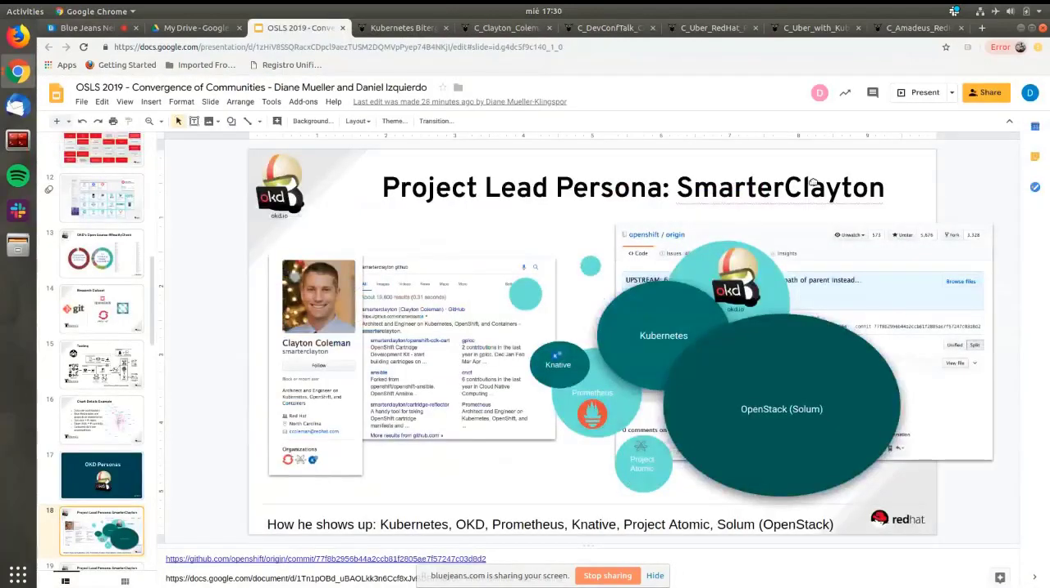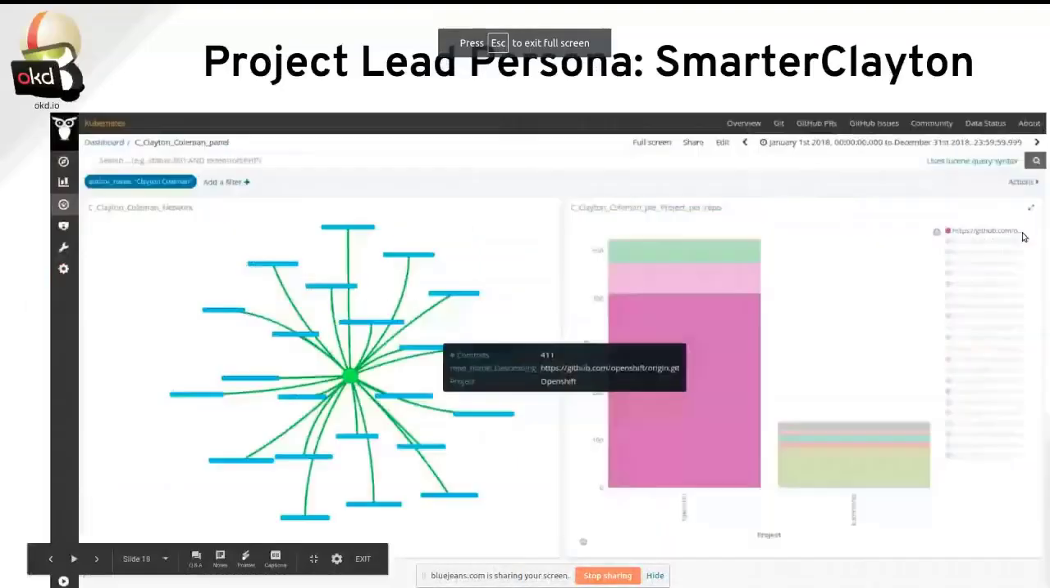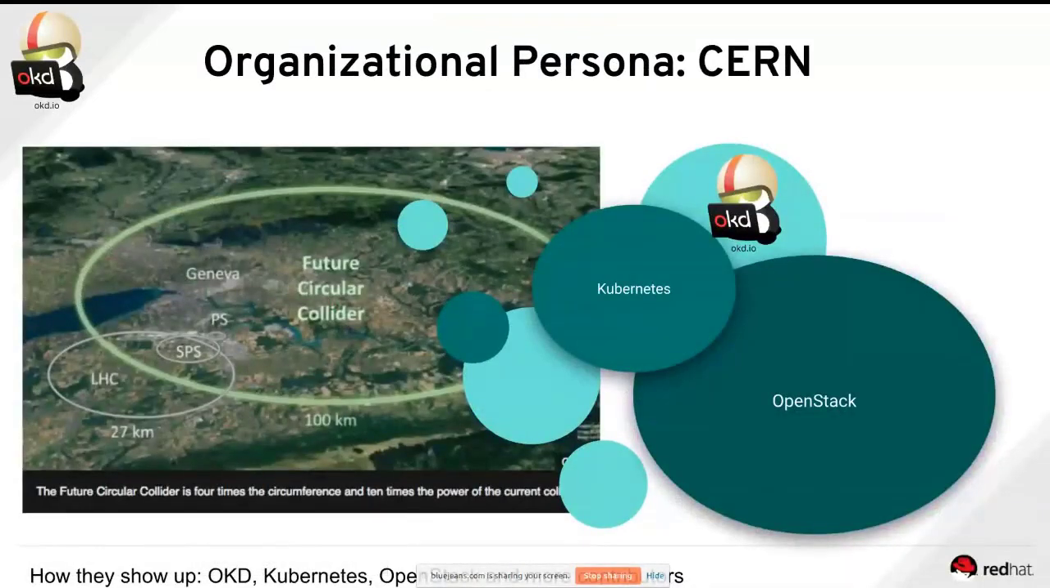So let's go back to the presentation. Okay, and then we'll pick the next persona here. Yeah, so this is an example. So the next persona we want to talk about is an organizational one, taking a look at an organization that has historically made some contribution to OKD. So we're looking at how they show up in our data sets as well.